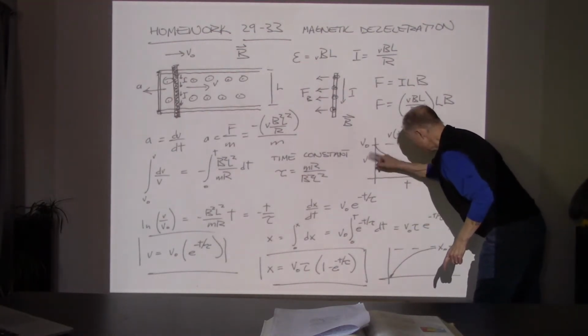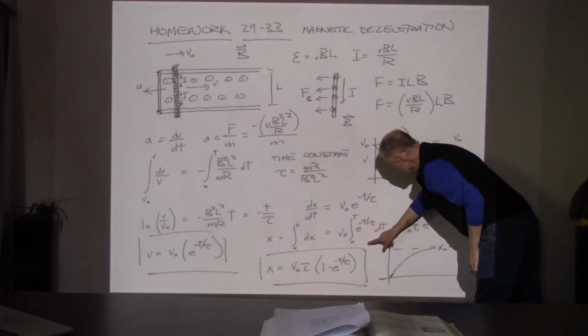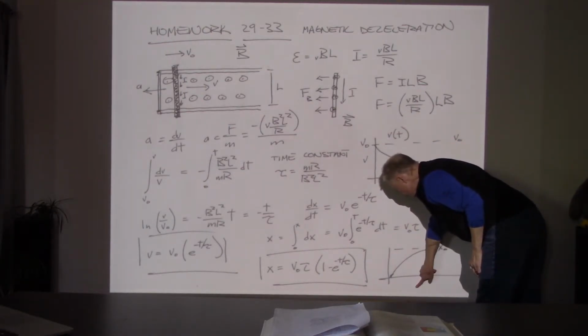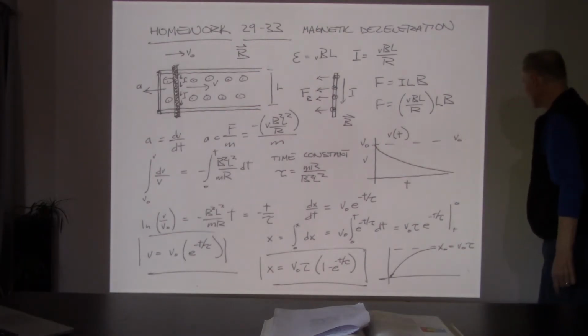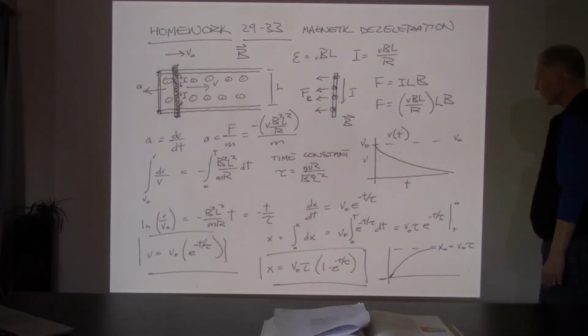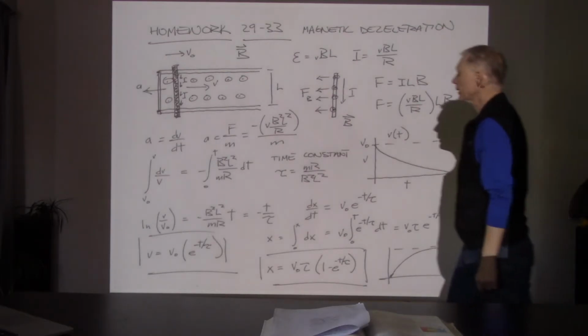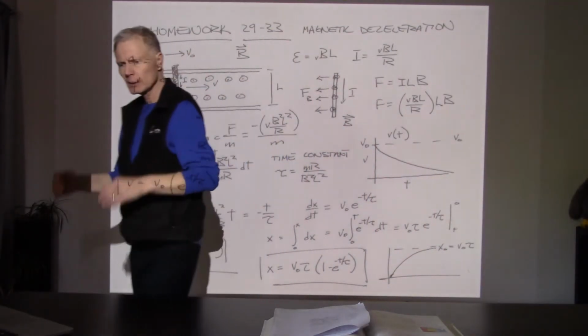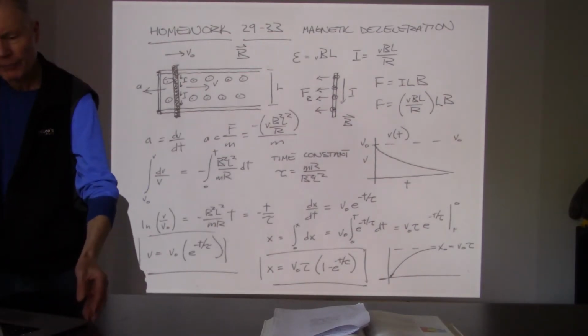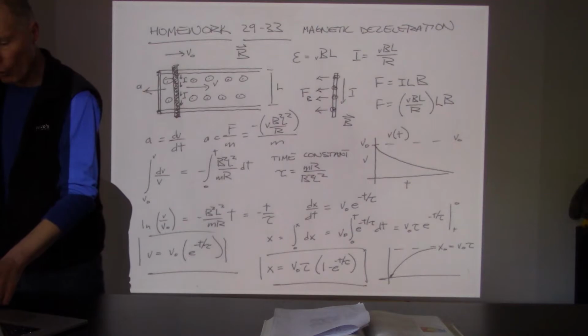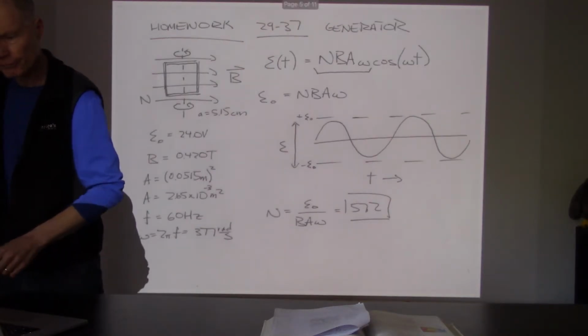This is not labeled, I'm going to lose points on that. This is x versus t. And it never crosses the value of v naught times tau, and I'm calling that x naught. Anyway, kind of interesting. If it's pure magnetic deceleration, no frictional forces, it's going to get closer and closer to that point, but never quite reach it.